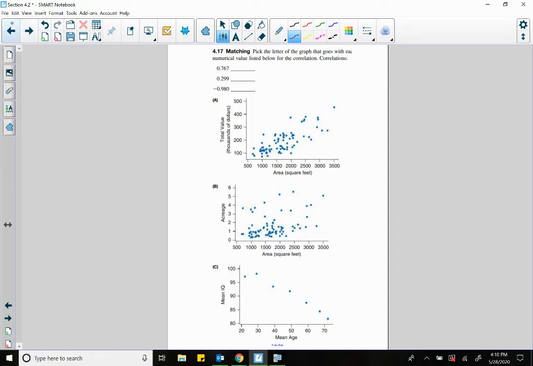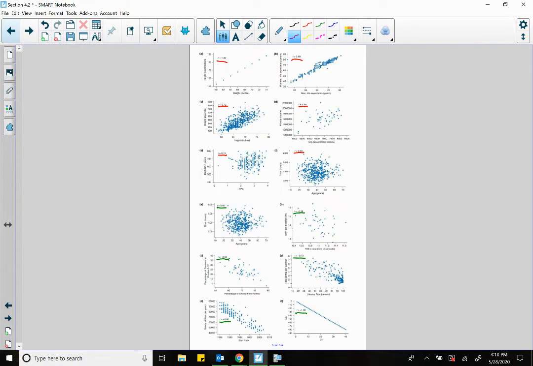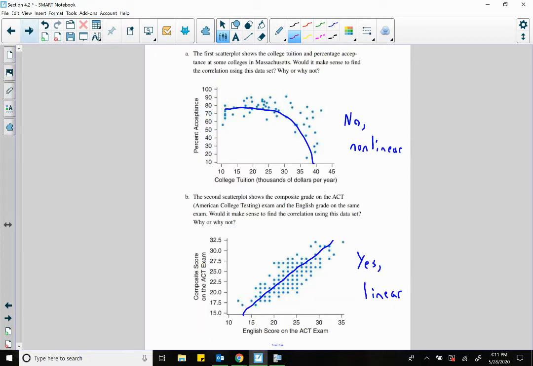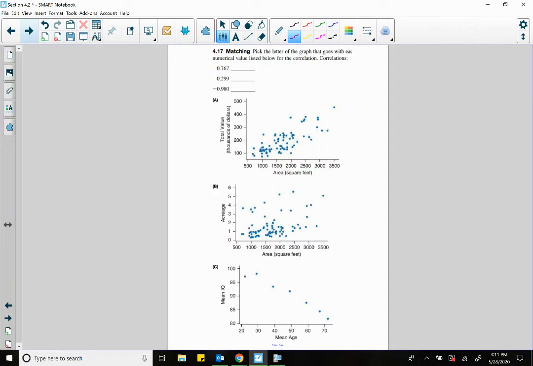And this is why I gave you in your notes these sets of graphs that are right here. Okay? Because what they're saying in this picture is, if your R value is 0.767, which of these is the graph? If your R value is 0.299, which of these is the graph? And if it's negative 0.890, which of these is the graph? Go ahead, pause the video, and tell me if this is A, B, or C. Go.